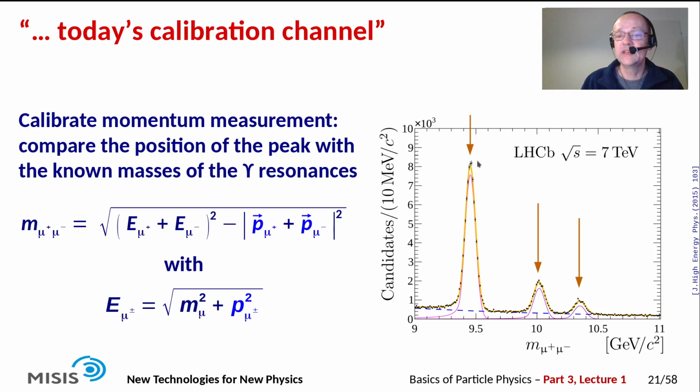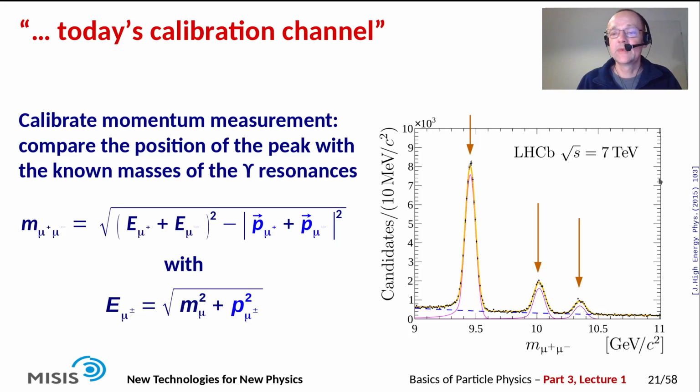So if these peaks appear at the wrong position compared to the known, well-measured masses of these resonances, you know something is wrong with your momentum measurement, and you can adjust your momentum scale to make this match. On the other hand, if the peaks are at the right position, you know that you have done everything correctly and you're measuring your momenta correctly.